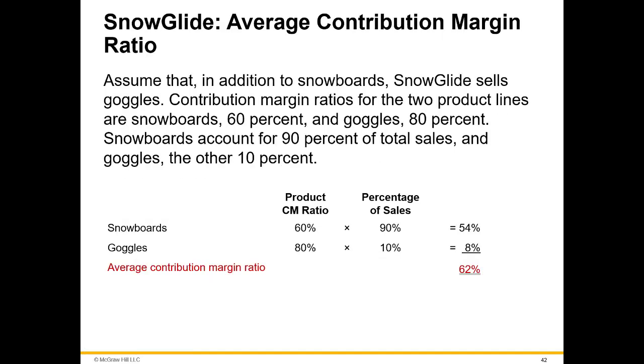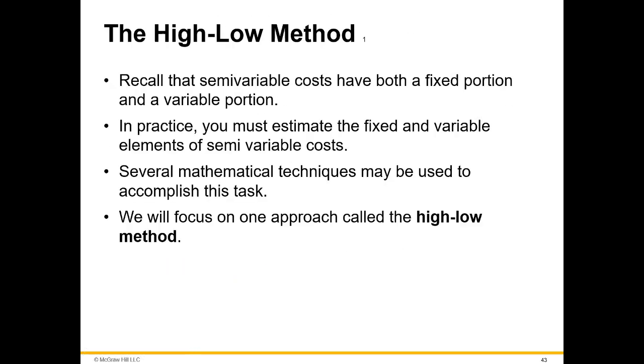So now our Snow Glide also sells goggles, okay? And the contribution margin ratio for the two product lines: for snowboards, as we've been discussing, is 60%, but for goggles, it's 80%. But snowboards represent 90% of the sales, and goggles the other 10%. So you can see if we look at it this way, we're going to have an average contribution margin ratio of 62%.